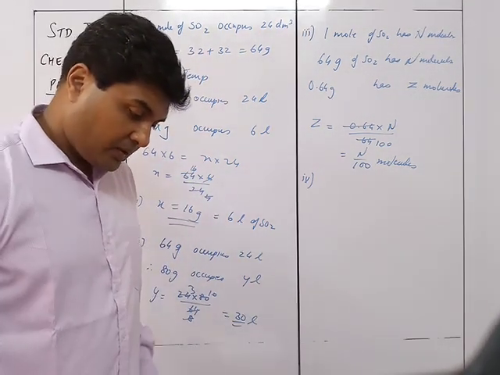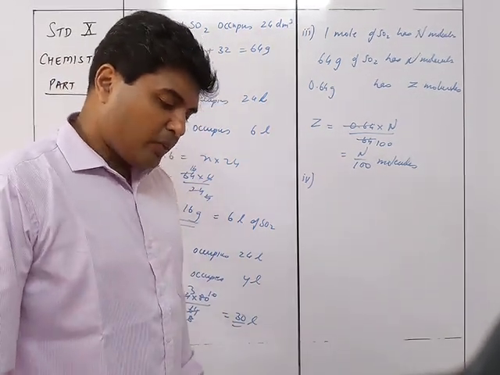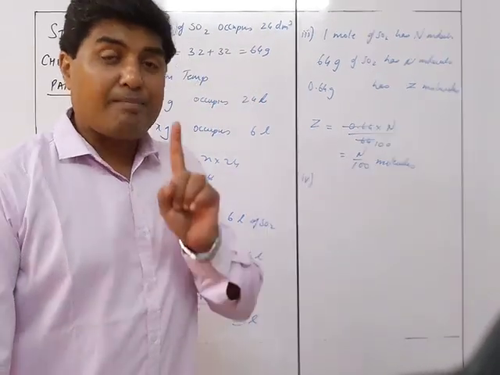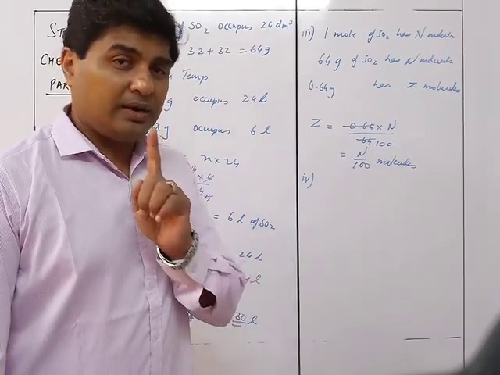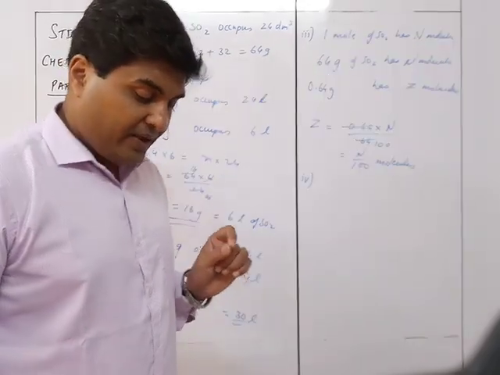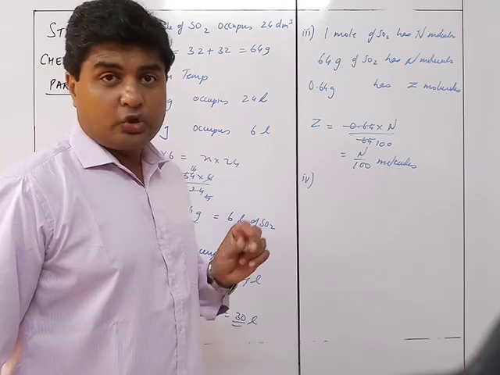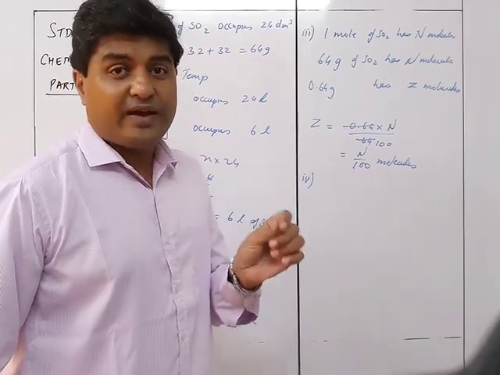Next is the weight of 0.5 gram molecules of SO2. 0.5 gram molecules. Now do not make a mistake. Whenever 0.5 gram molecules is given, it is not going to be 0.5 grams. It is 0.5 gram molecules.